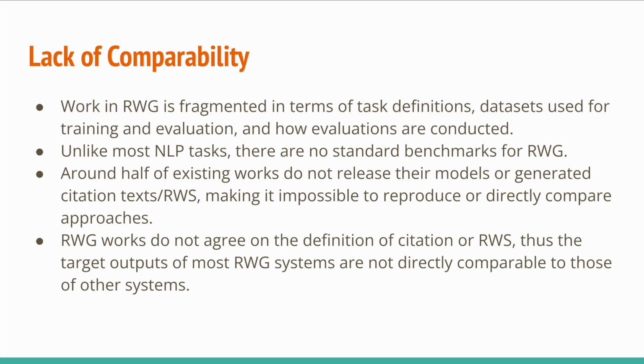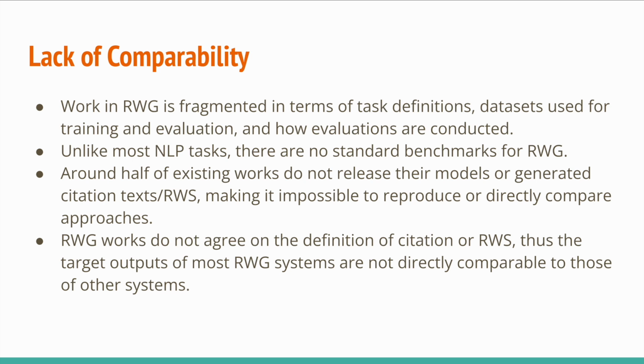We found that work in related work generation is fragmented in terms of task definitions, datasets used for training and evaluation, and how evaluations are conducted. Unlike most NLP tasks, there are no standard benchmarks for related work generation. Moreover, around half of existing works do not release their models or generated citation text or related work sections, making it impossible to reproduce or directly compare approaches.